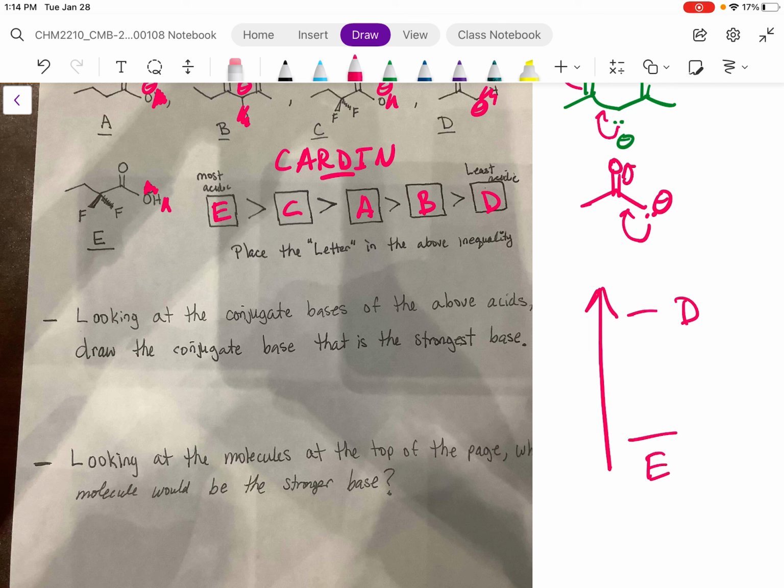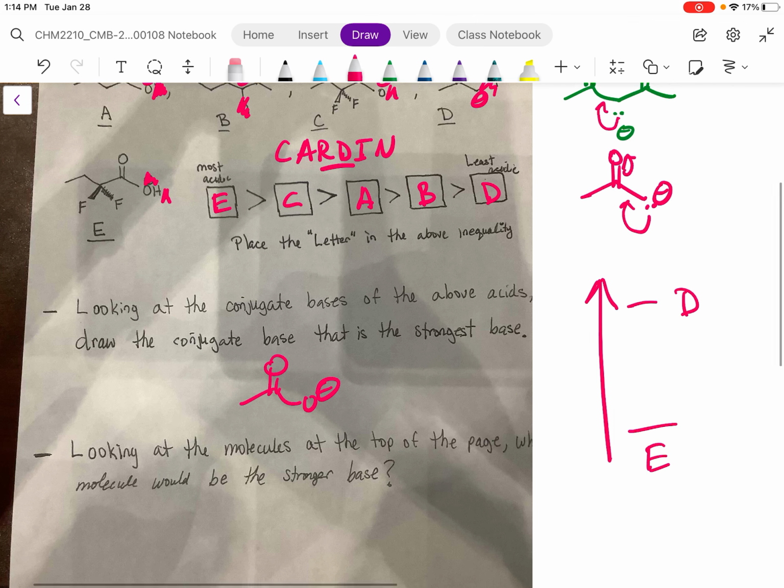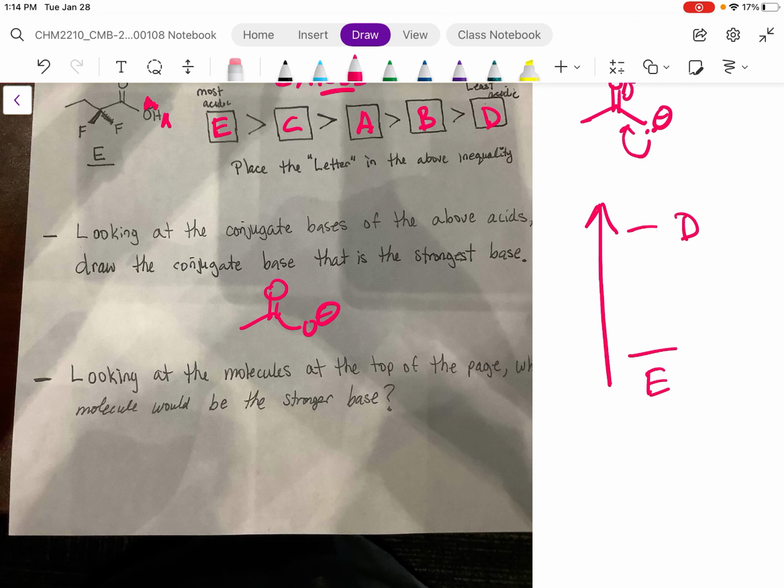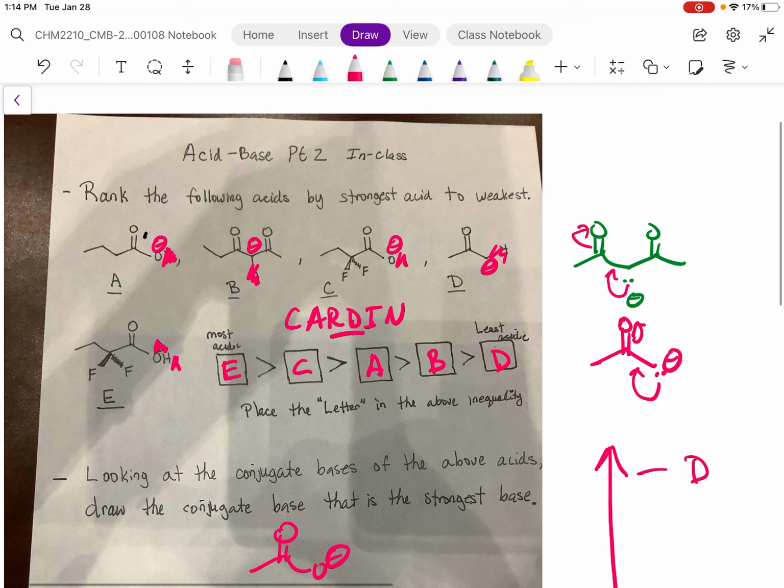Do you see how I'm always relating my analysis back to energy levels and the stability? So D, so you would draw this guy right here as the conjugate base, or the strongest base. Now, the last question said, just look at the original molecules. I know they're acids, okay? We know they're because they're carboxylic acids. But let's just spin it a little bit. Let's assume that they're bases. If we called them bases, which one would be the strongest base?